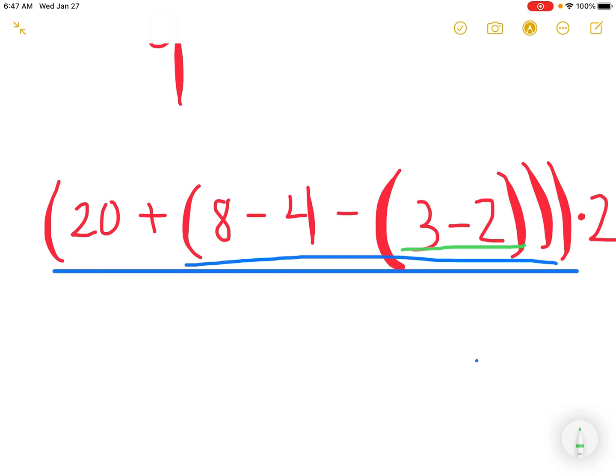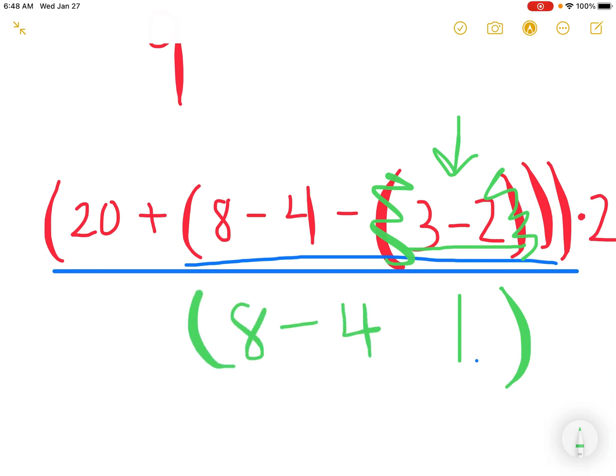So what you are looking for as your starting point is the most internal set of parentheses, or the smallest set of parentheses, which is right there, 3 minus 2. That is our starting point. Once we get that down to one number, we get to lose that set of parentheses. So 3 minus 2 gives us 1. We got that down to one number, so we get to lose just that set of parentheses.